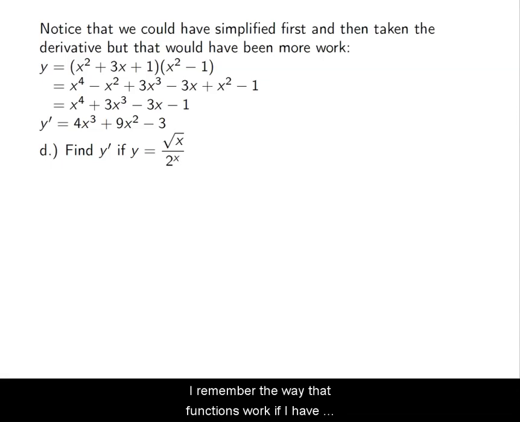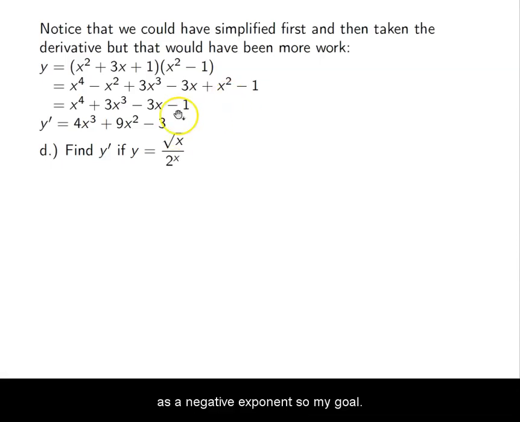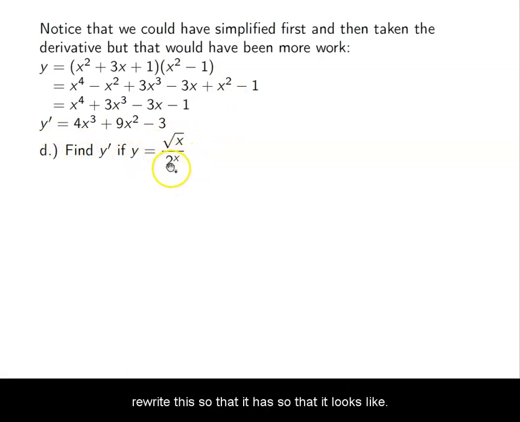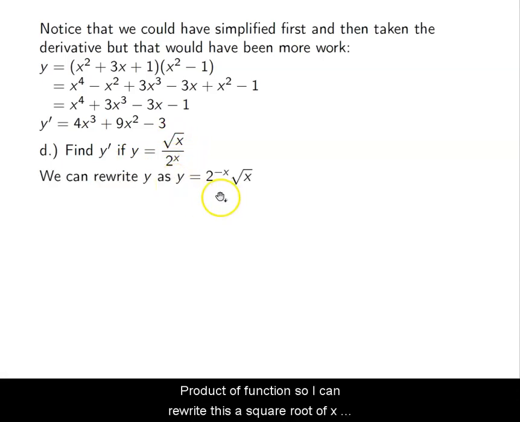Okay, but remember the way that functions work. If I have something on the denominator, I can rewrite it as a negative exponent. So my goal, if I'm going to use the product rule right now, is I need to rewrite this so that it looks like a product of functions. Okay, so I can rewrite this as square root of x times 2 to the negative x power. So now I can use my rules. I can use my product rule and my rule for differentiating exponential functions and for power functions.